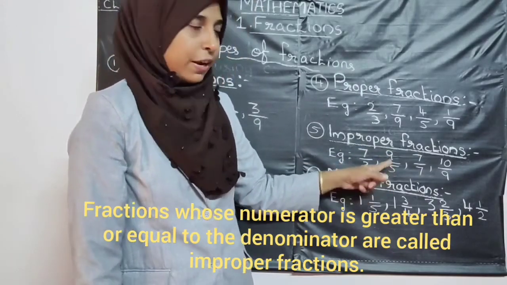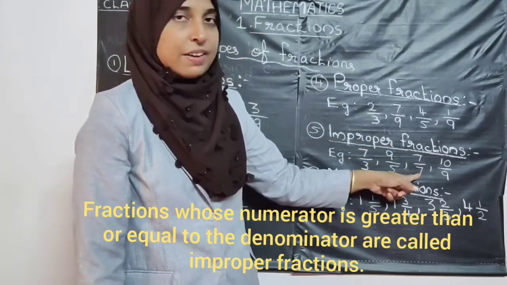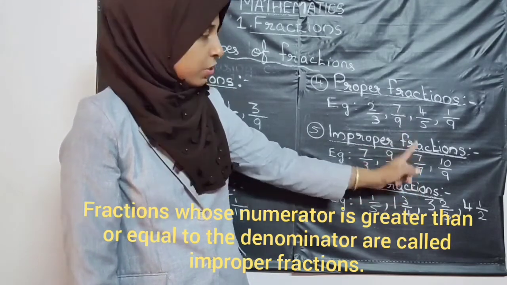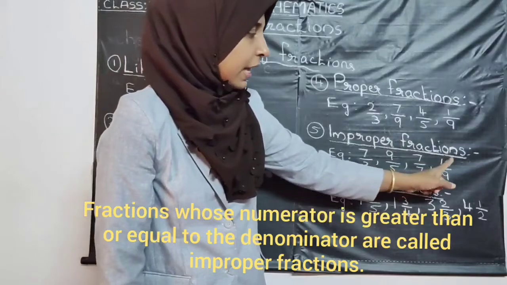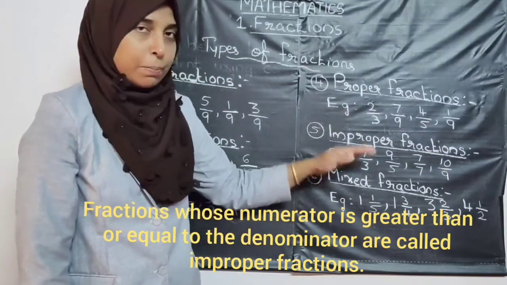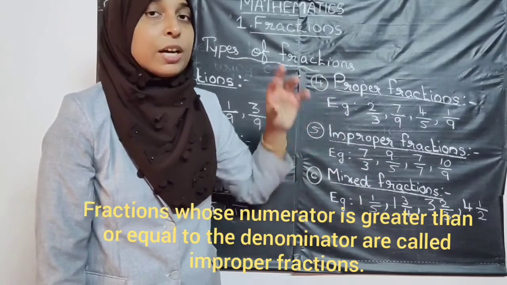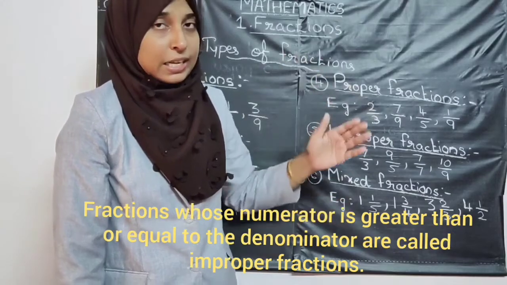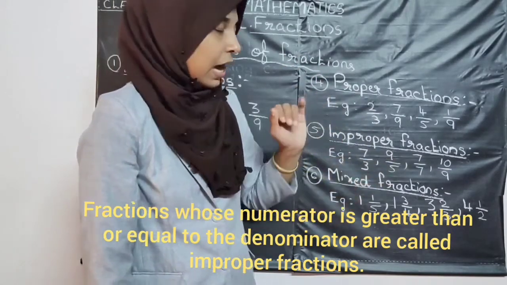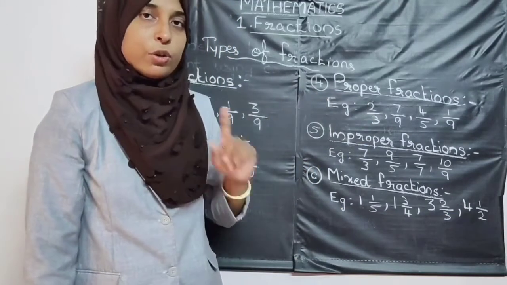Then 9 by 5. 9 is greater than 5, improper fraction. 7 by 7. Here the numerator and denominator are the same, so it is also an improper fraction. 10 by 9. 10 is greater than 9. So improper fractions are fractions which have the numerator greater than or equal to the denominator, and an improper fraction is always greater than or equal to 1.